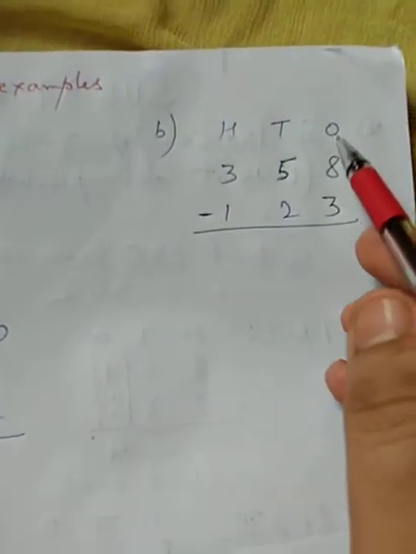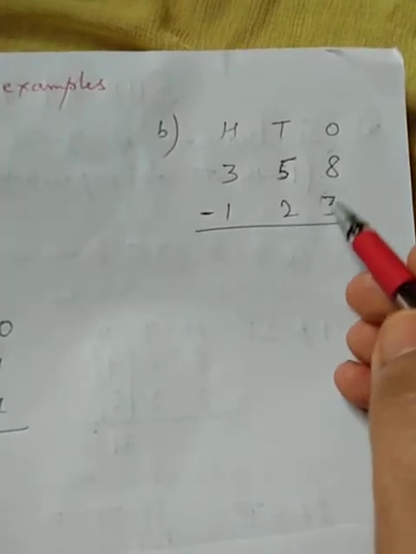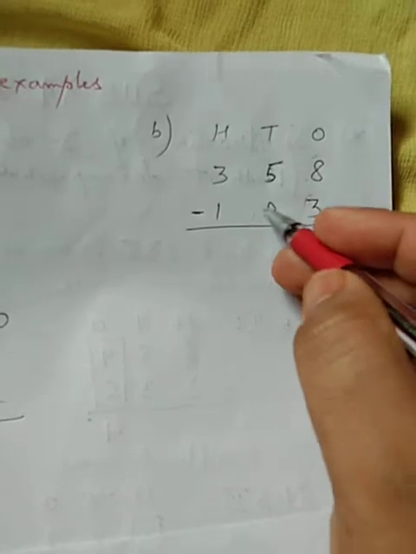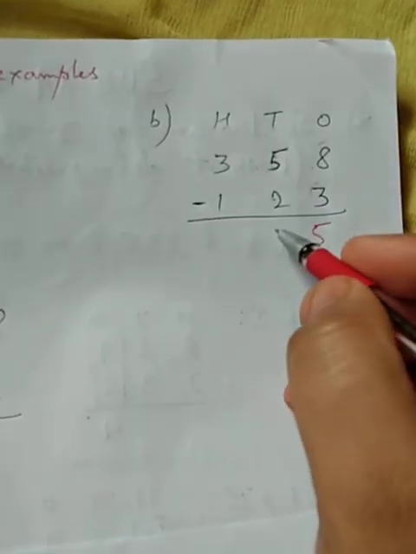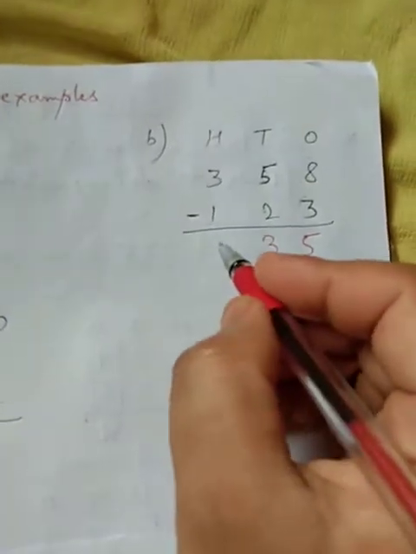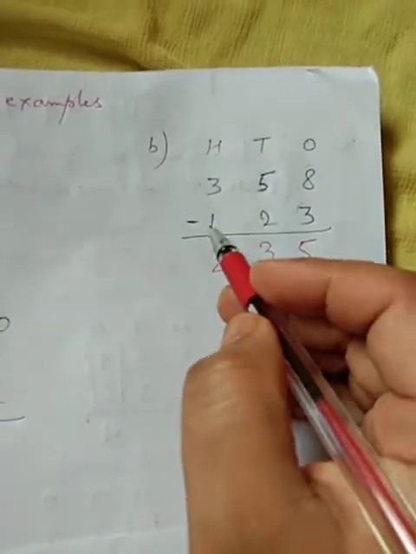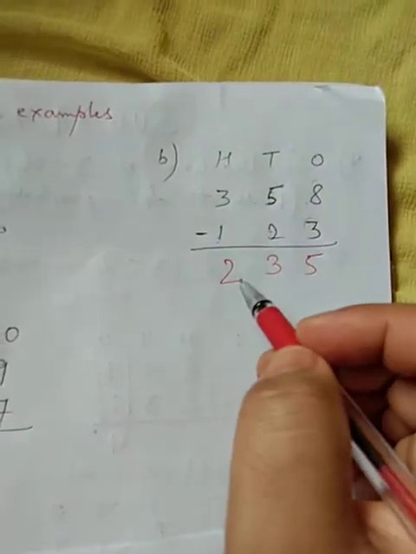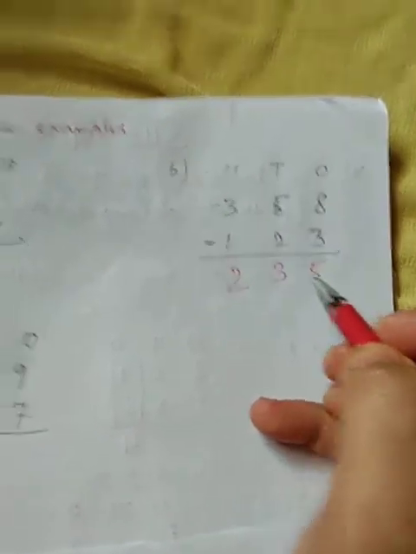Again, starting with the ones place, when 3 is subtracted from 8, we get 5. When 2 is subtracted from 5, we get 3. And when 1 is subtracted from 3, we get 2. So when 123 is subtracted from 358, the difference is 235.